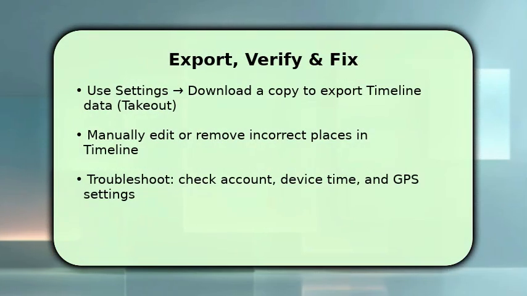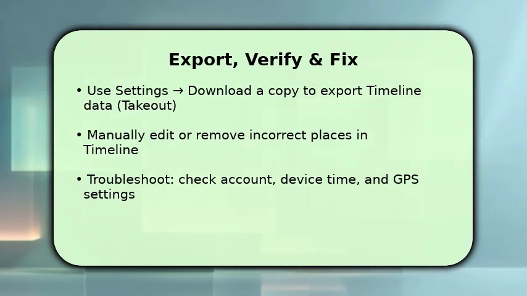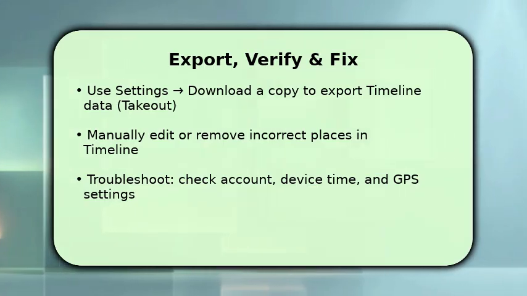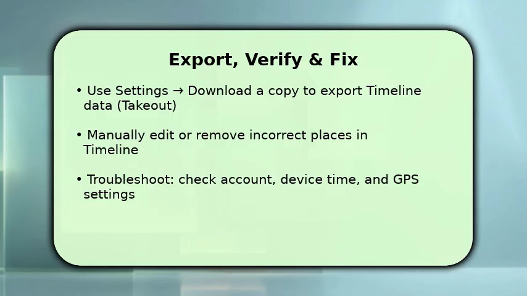To finish, export or verify your data. Open timeline settings and download a copy via Google Takeout if you need an archive. Once exported or reviewed, you can edit individual places or remove incorrect visits directly in timeline to correct the record.